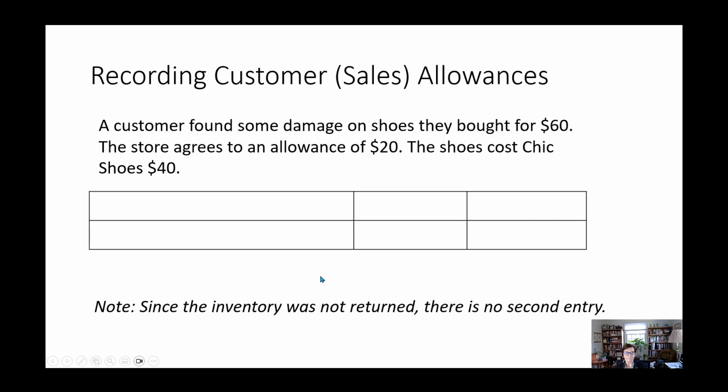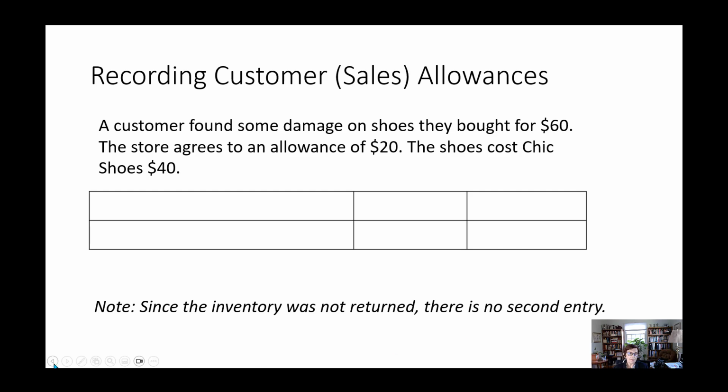Next up, let's look at what happens when we have an allowance. So a customer found some damage on shoes they bought for $60. The store agrees to an allowance of $20 and the shoes cost Chic $40. All right, since the inventory was not returned, there's no second entry.